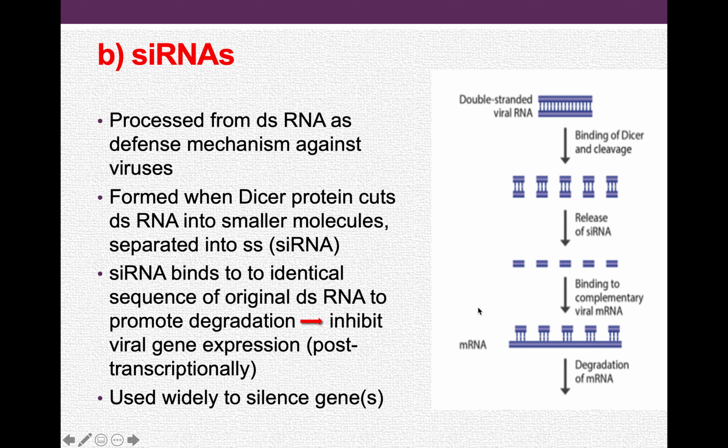Now, the second one is the small interfering RNA. It is processed from double-stranded RNA as a defense mechanism against viruses, so this is mostly found in viruses. They are formed when the dicer protein cuts double-stranded RNA, as you can see over here, into smaller molecules, separating into single-stranded RNA. The siRNA binds to the identical sequence of the original double-stranded RNA to promote degradation, hence inhibiting viral gene expression post-transcriptionally. This is especially important, for example, in what we are having now, COVID-19. It is used widely to silence genes.